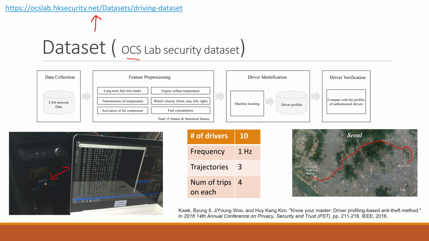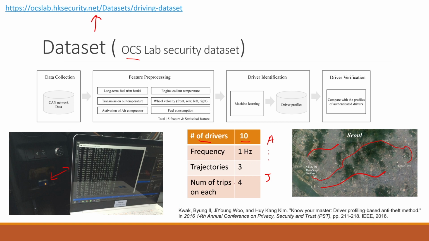Let's discuss the features of this dataset. There were 10 different drivers, for example A to J. The frequency of the data acquisition was 1 Hz. There were 3 different trajectories. One of them is shown here. For example, this is trajectory 1. Second trajectory is this one. And third trajectory is this one. I'm just giving you an example.